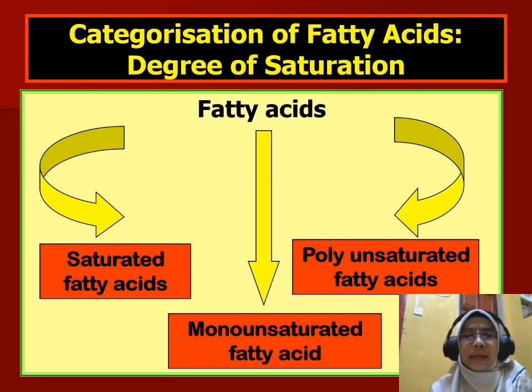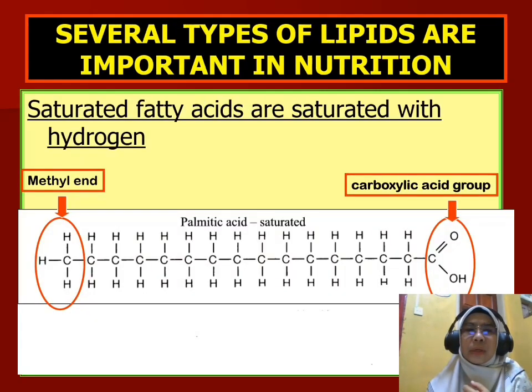This is categorization of fatty acids. We have saturated fatty acid, monounsaturated fatty acid, and polyunsaturated fatty acid. Saturated fatty acids are saturated with hydrogen. You can see here methyl end and carboxylic acid group. And this is a chain, palmitic acid. This is saturated fatty acid.